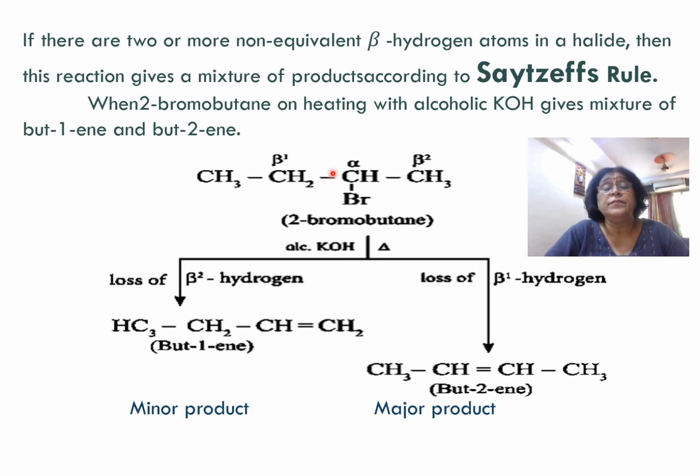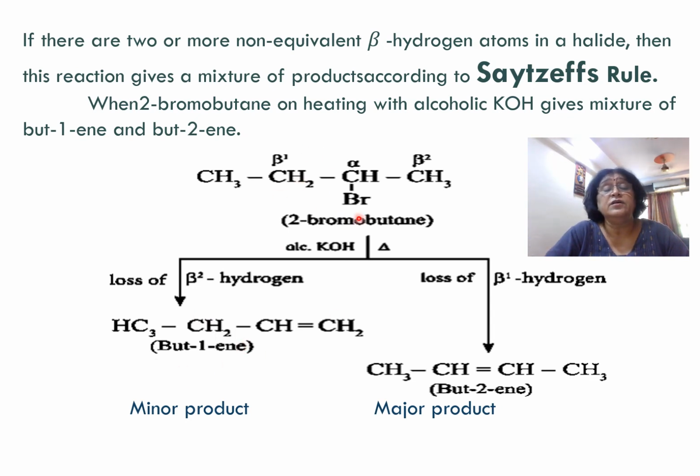So here you see there are two beta carbons and associated hydrogens. Here this is beta 1, this is beta 2, and this is the alpha carbon, to which the functional group is attached. Okay. So if hydrogen is removed from the beta 2 carbon, and hydrogen and bromine are removed, then the possible product formed is what? But-1-ene. But-1-ene is formed.